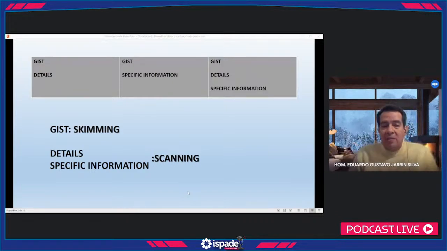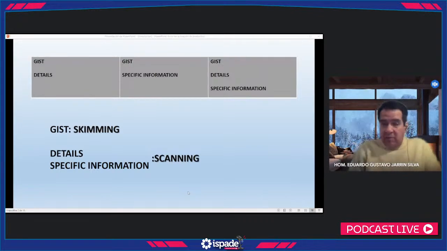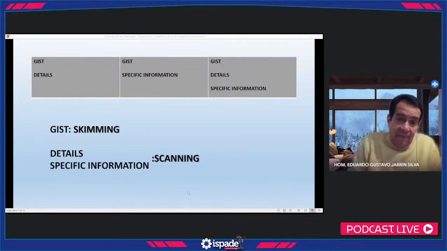So we have these three things, right? Gist, which is always going to be used. We can use skimming. This technique means checking the first and the last. It depends. If it is an article, it is going to be the first paragraph and the last paragraph.